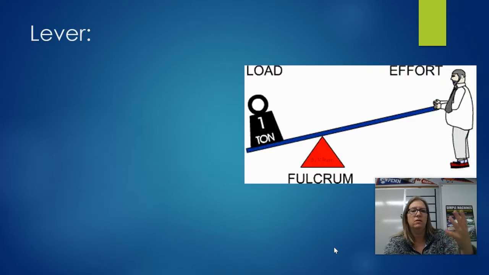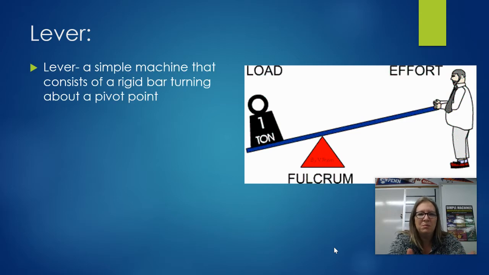So let's start talking about levers. You probably know of levers as seesaws, okay? If you've ever played on a seesaw in a playground, you've been making use of a lever, okay? Basically, a lever is a simple machine that consists of a rigid bar turning about a pivot point. And it's considered rotation, okay?